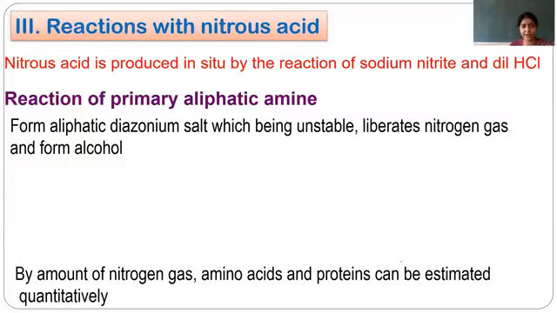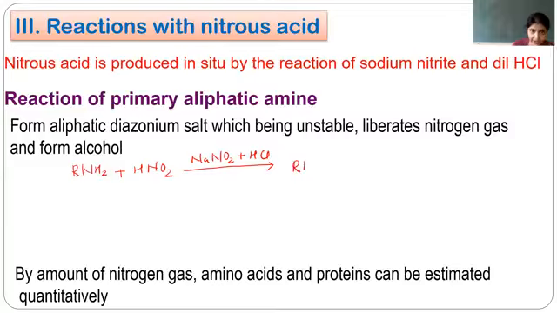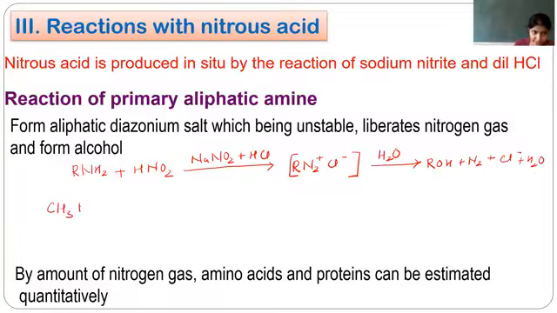So reaction of primary aliphatic amines with nitrous acid. Suppose primary aliphatic amine RNH2 is reacted with HNO2, and this HNO2 is produced by sodium nitrite and HCl. In the first step, it forms diazonium salt, RN2+ Cl-, and this diazonium salt is very unstable. Immediately it undergoes decomposition or hydrolysis and is converted into alcohol, nitrogen molecule, chloride ion, and water. We can take any example. Suppose reaction of methylamine.